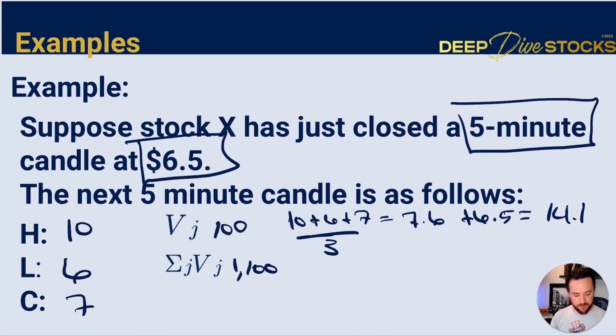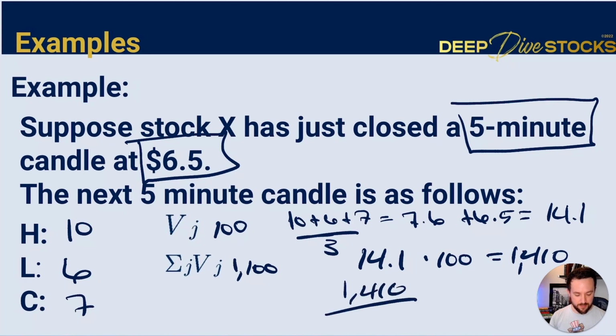So that means we take 14.1 times 100, which is 1,410. And then we divide 1,410 by 1,100, and we get 1.28. So our new VWAP value is a staggering 1.28.